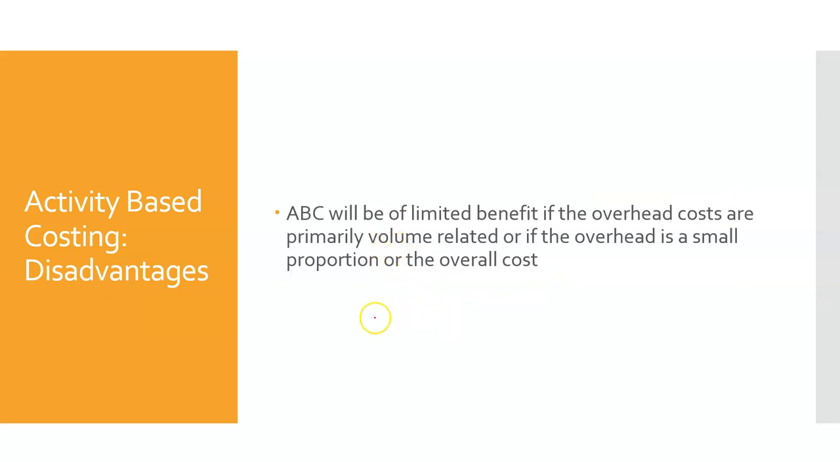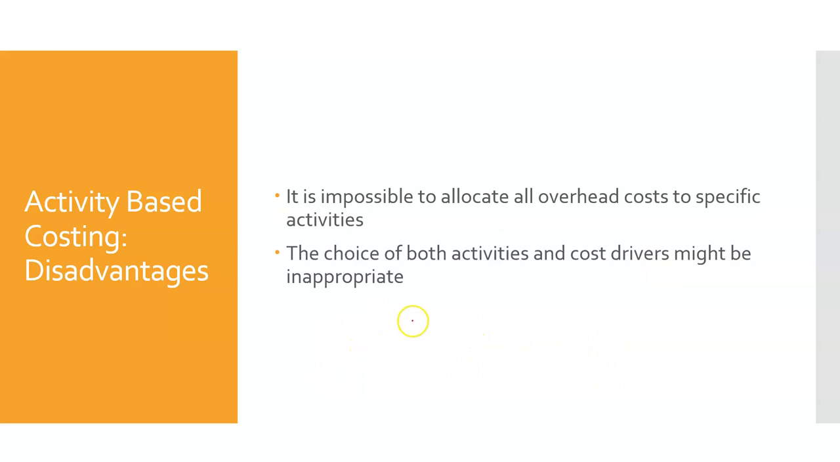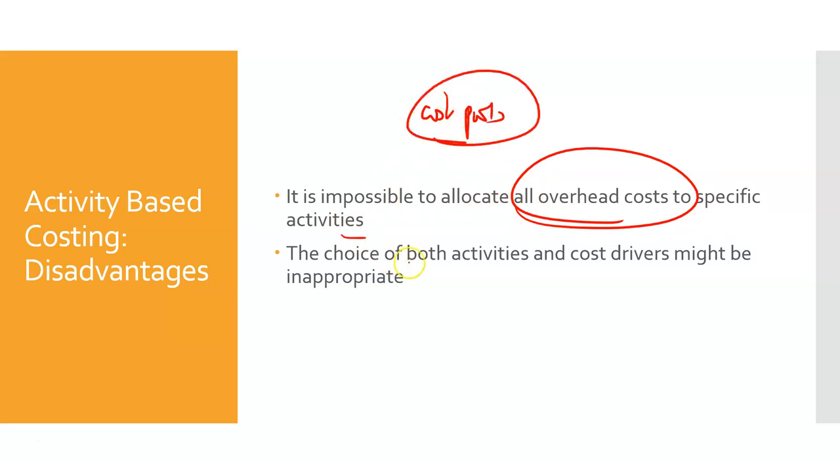And again, where we do have volume driven items, or where overhead is not very big, there's no point going through the stress of becoming so detailed, because you have to set up processes in place so you can map those, measure them, and therefore control them. Great. It's impossible to allocate all overhead costs to specific activities. We do have the concept of cost pools, so we can go with the cost pool idea.